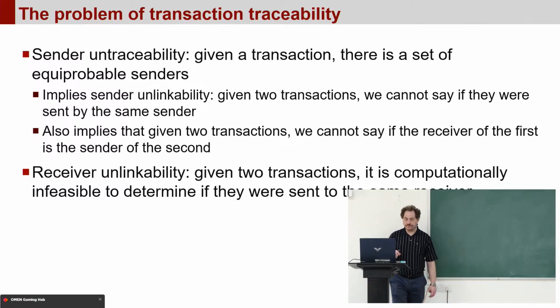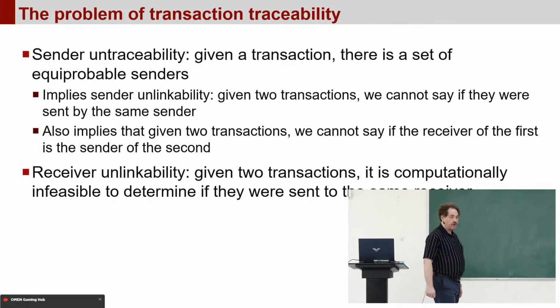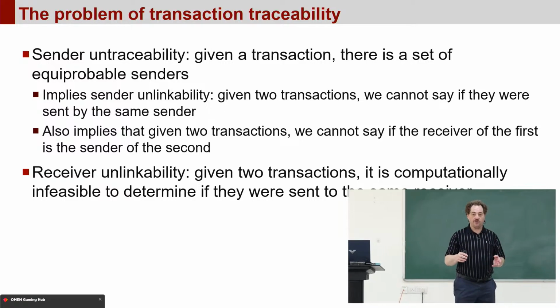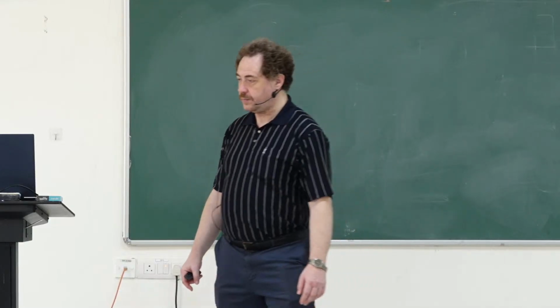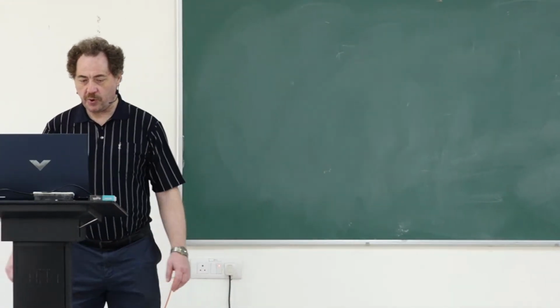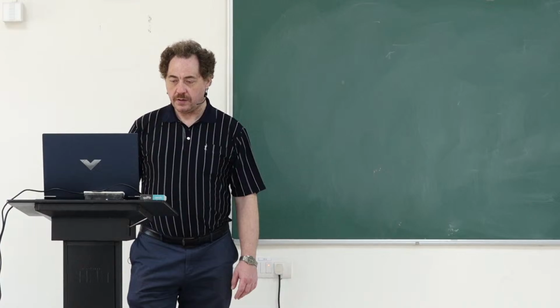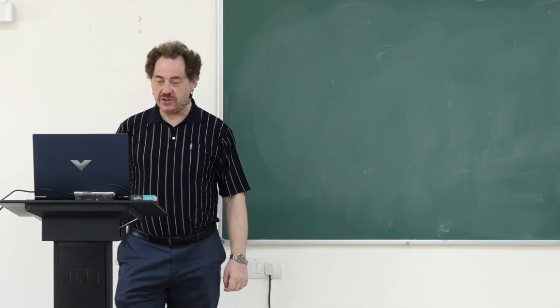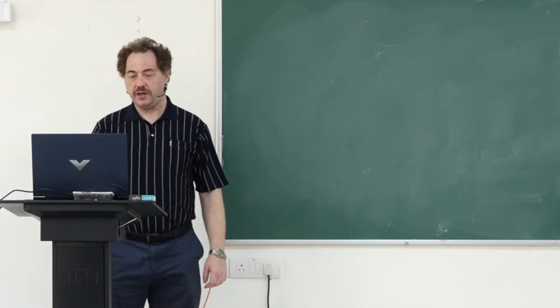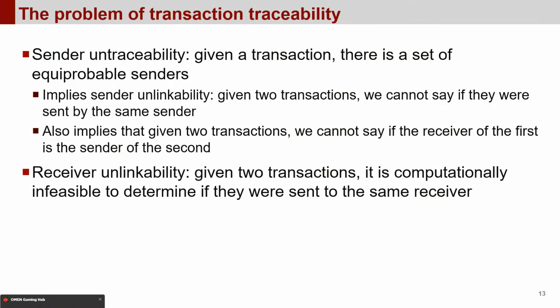It also implies that given two transactions, we cannot say if the receiver of the first is the sender of the second. And therefore, we cannot build a graph of transactions the way we did in Bitcoin. The second property is receiver unlinkability, which means that given two transactions, it's computationally infeasible, hard, to determine if they were sent to the same receiver.